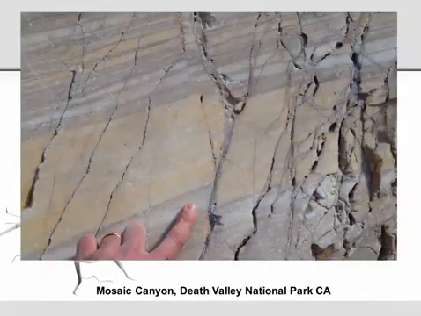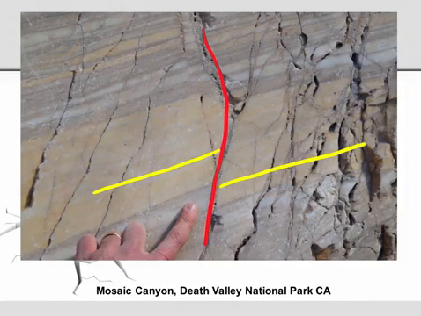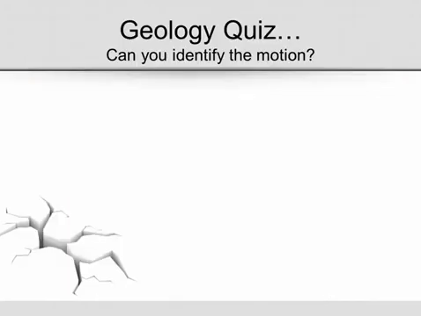Going from a large scale to a rather small scale, in Mosaic Canyon in Death Valley National Park, California, we can see this small layer was offset. The fault indicated in red, and these yellow layers are offset with a little bit of overlap. This indicates that this was a reverse fault caused from compression or convergent motion. So let's take a little quiz. Can you identify the motion in these next 5 images? Feel free to pause the video between each image.